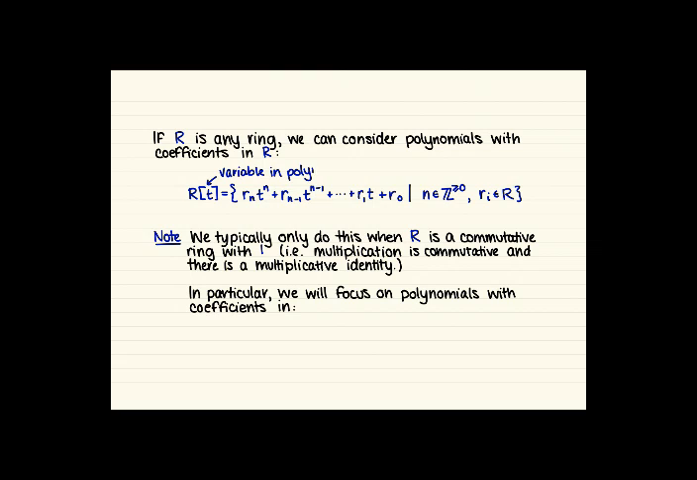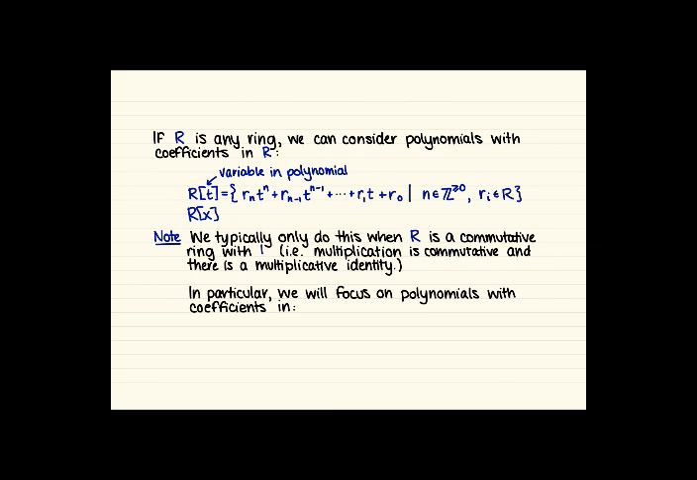If we have R adjoin X, for example, that would be another way we could construct a polynomial ring, where we just use the variable X instead of T. So the choice of the variable doesn't really matter there. It's really just a placeholder for the variable. Note that we typically only do this when R is a commutative ring with 1, so that means that multiplication is commutative and there is a multiplicative identity.